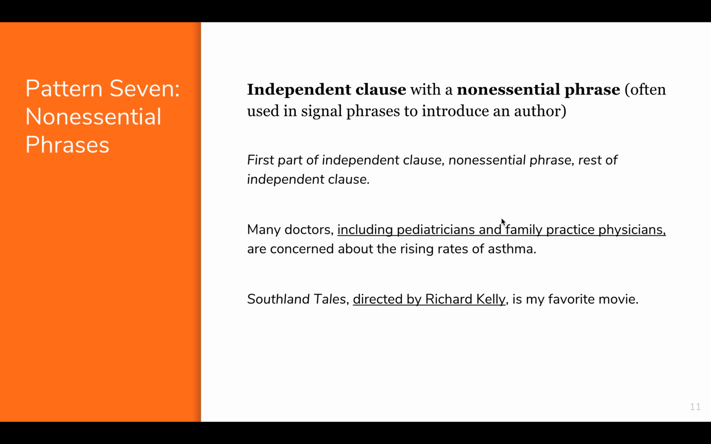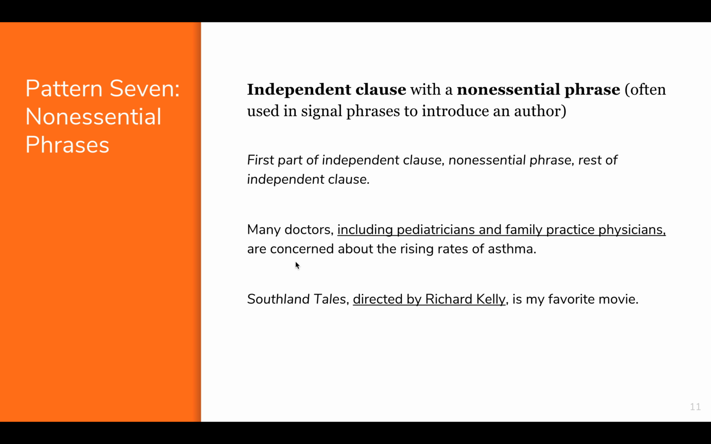Another type of important sentence pattern is one with non-essential phrases. An independent clause with a non-essential phrase. This is often used in signal phrases to introduce an author. So the formula for this is the first part of the independent clause, the non-essential phrase marked off with commas, and then the rest of the independent clause. The phrase is called non-essential because it is not essential to the whole meaning of the sentence. You could take that phrase out and the sentence would still make sense.